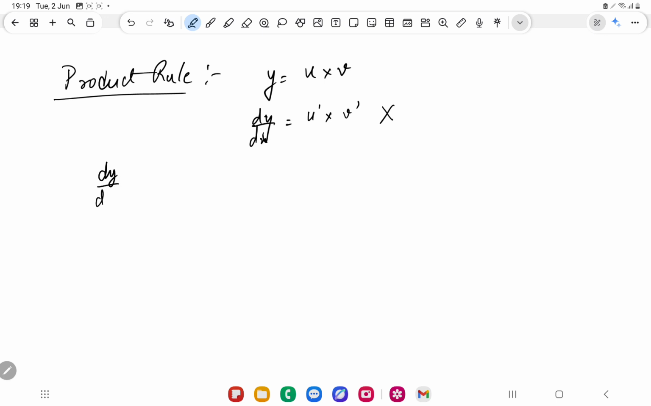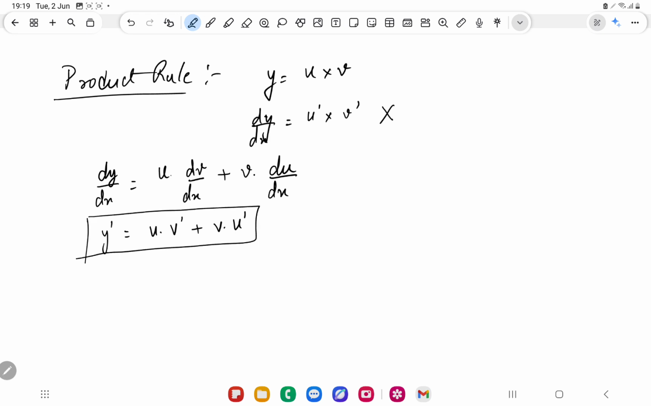So my dy by dx will be u dv by dx. First I will take u as my constant and I will take out the derivative of v, and then I will take v as my constant and I will take the derivative of u. So in simpler words, I will write y dash is equal to u into v dash plus v into u dash. This is the simpler way to write the differentiation.